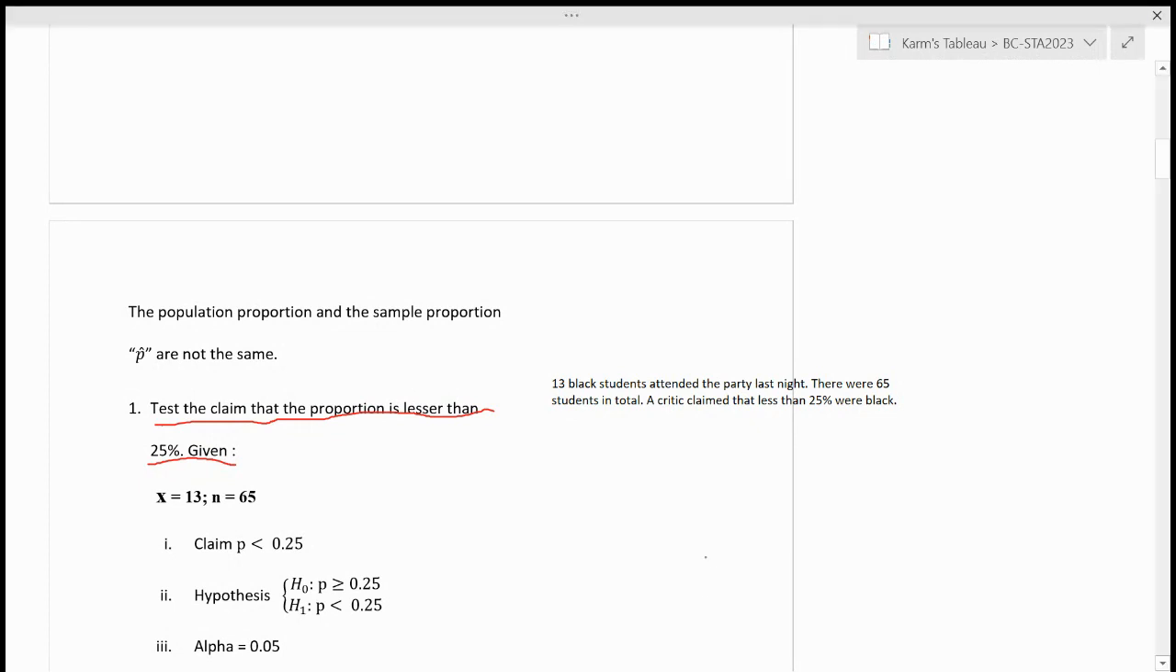But if I can ask you guys, what do you think the p hat will be, which is the sample proportion? What do you think this number will be? The p hat. It will be 13 over 65, which gives you what? That'll give you 0.2.